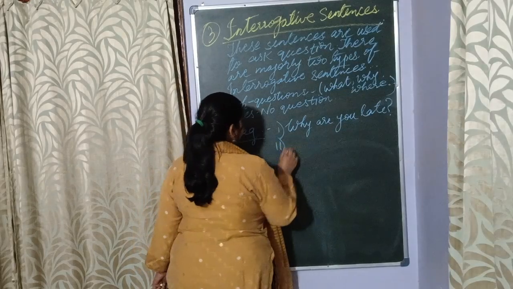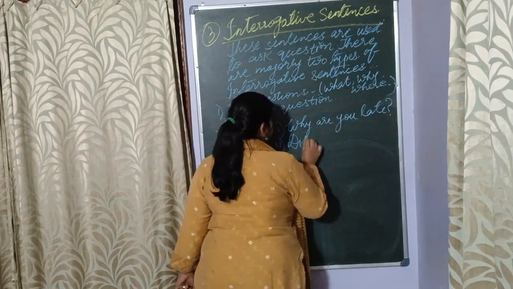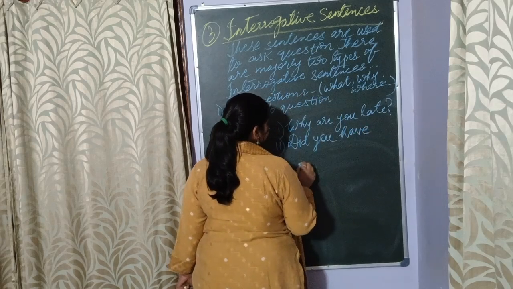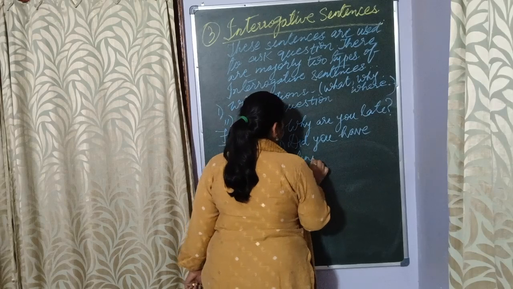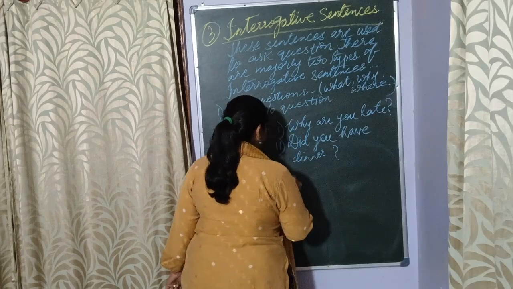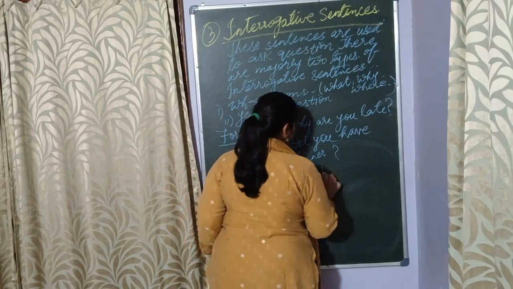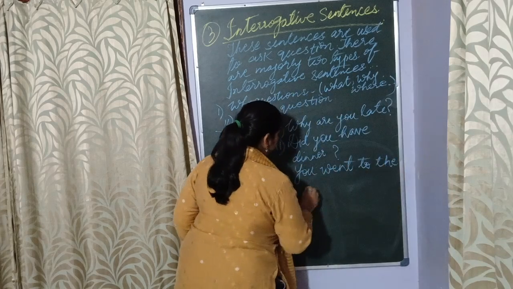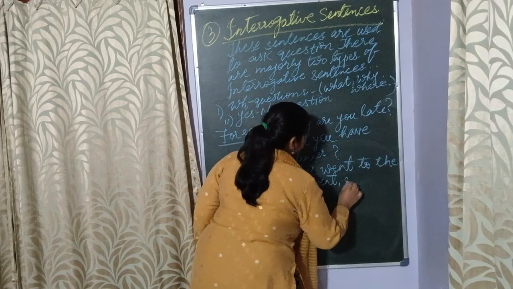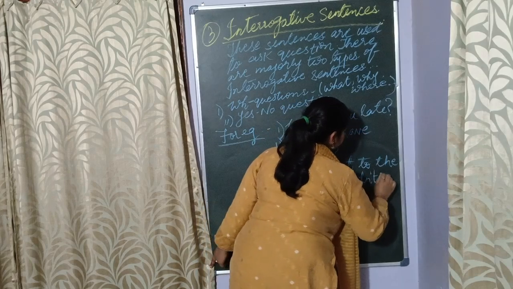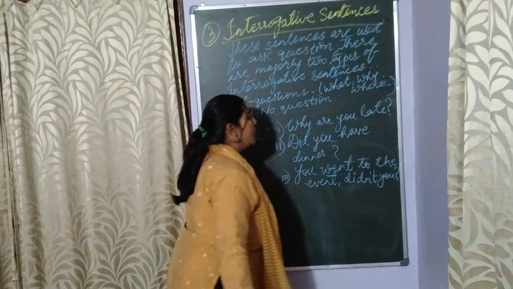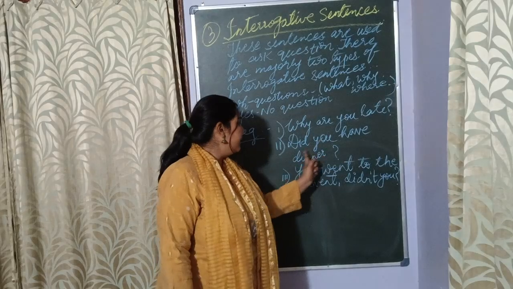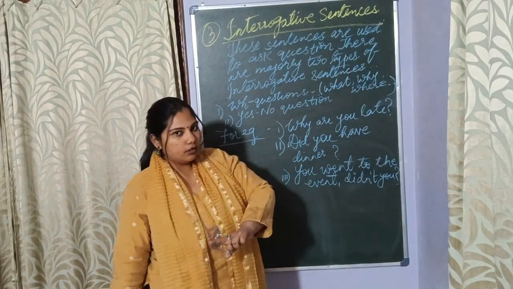Okay, next one. Did you have dinner? You went to the event. Didn't you? All these are questions. Why are you late? This is a WH question. Did you have dinner? Yes, I had my dinner, or no, I did not have my dinner.